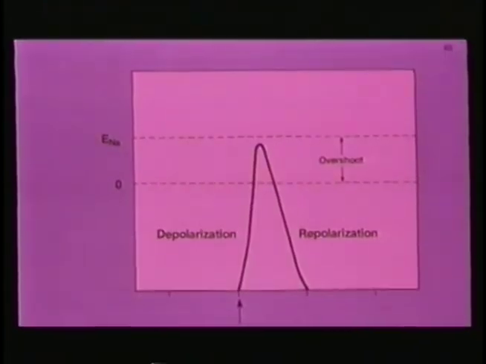Let us consider the ionic mechanisms responsible for the three phases of the action potential: depolarization, overshoot, and repolarization, using our knowledge of the way in which sodium and potassium conductance depend on voltage and time.